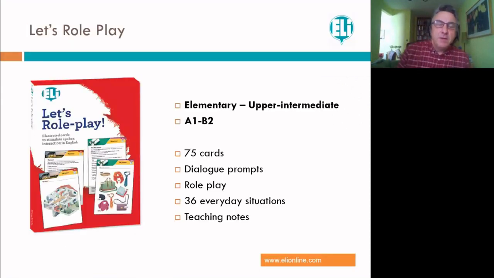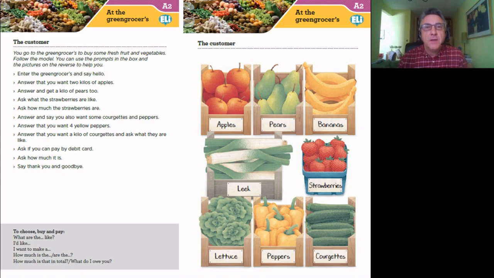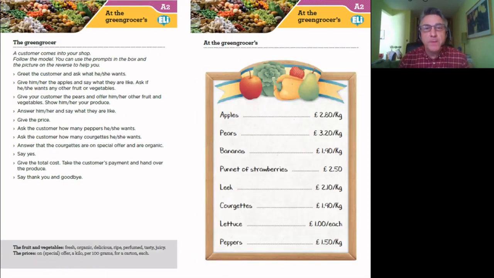And finally we have Let's Role Play, which is another pack of visuals, this time elementary to upper intermediate. And the idea here is that we have 75 cards, but 36 everyday situations, and we're getting the kids or the adults or teens to work in pairs or groups of 3 based on the prompts that I'm going to show you now with teaching notes. So here you have the customer, that's partner A, and partner B is the greengrocer. Okay, customer, greengrocer.